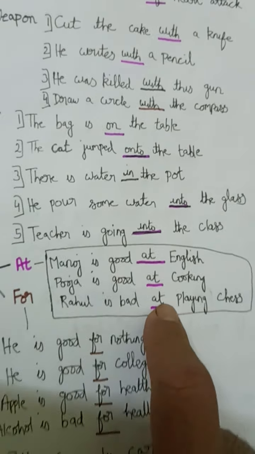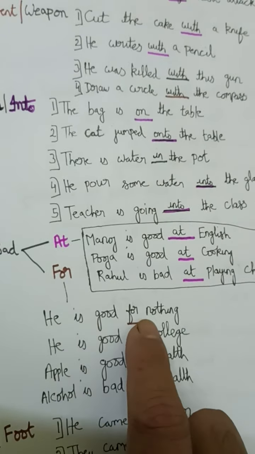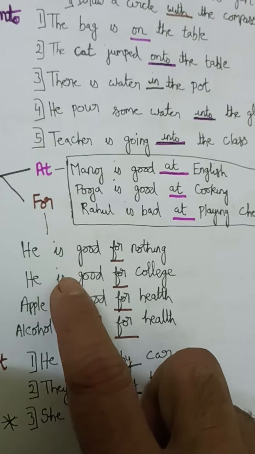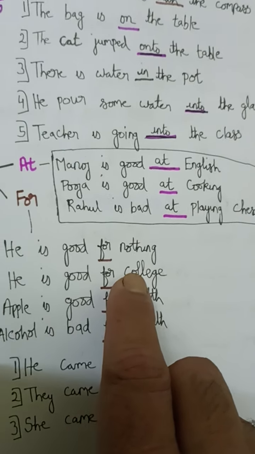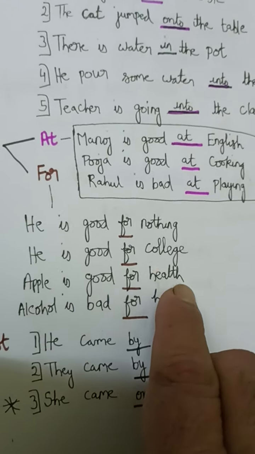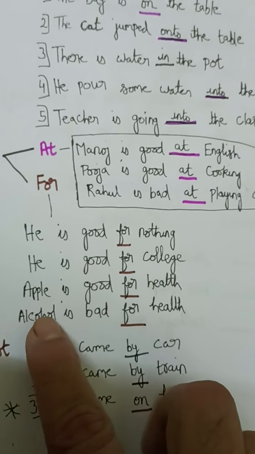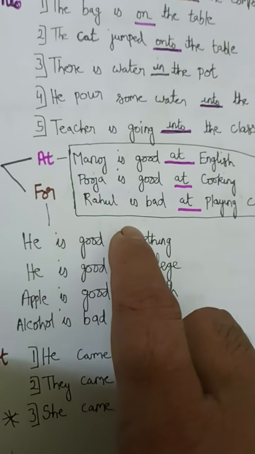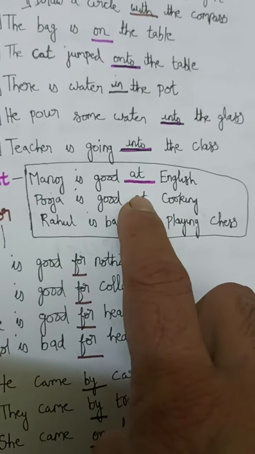But suppose we are using it for some purpose, good or bad, like he is good for nothing. That means he can't do anything. He is good for nothing. He is good for college. So purpose is involved, whether he is good or not. So he is good for college. Apple is good for health. If you eat an apple, your health will be good. So apple is good for health. But alcohol is bad for health. So we are using for here when purpose is involved. When subject and skill are involved, we use at only.